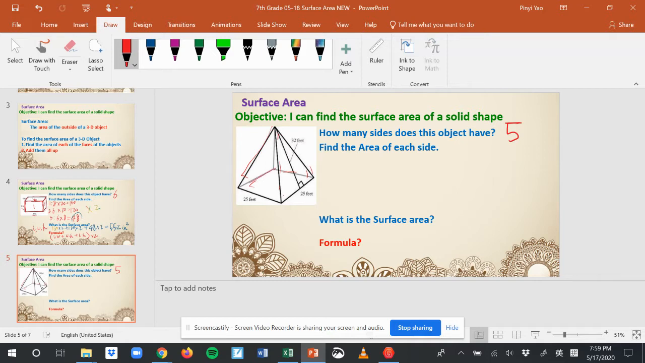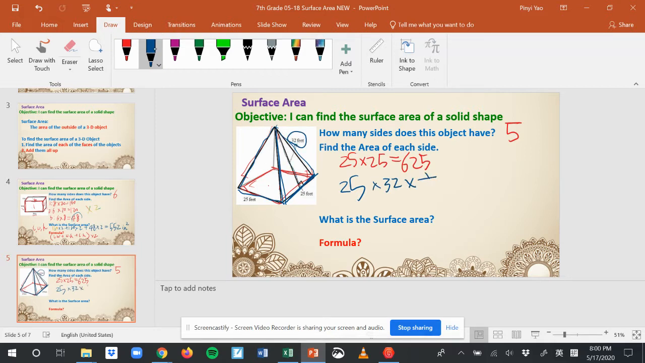So for the bottom, let's call that 1, bottom. The bottom square is going to be 25 times 25, which is 625. Then we have this triangle shape. All 4 of them are the same. The base is 25. The height is right here, which is given as 32. We have 1/2 times 32, which is 16, times 25, which is 400. But don't forget, we have 4 of them.